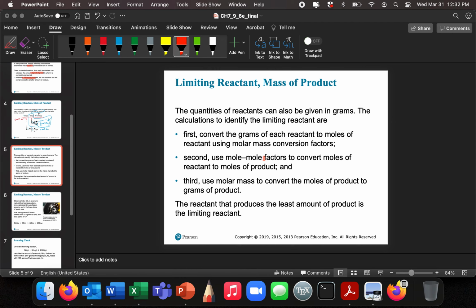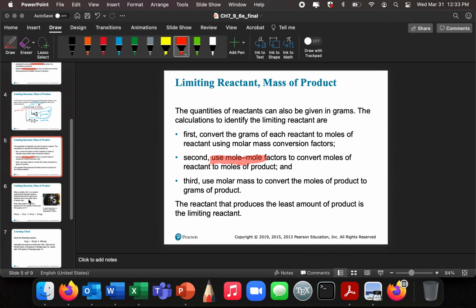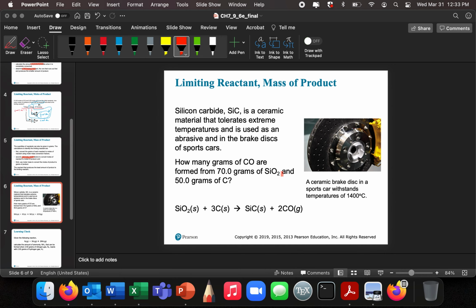We know the moles, we know the mole factors from the balanced reaction. We don't know mass to mass. So when I'm given a question with masses, I have to convert to moles first. All right, so let's go here and do this problem.